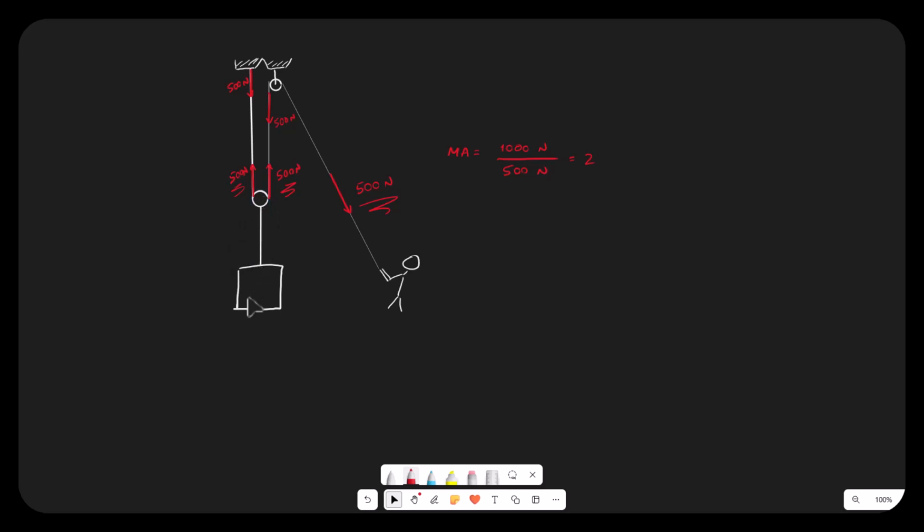If I want to move this box up by 1 meter, I'm going to end up having to pull this over by 2 meters. But that's okay. The actual amount of force that I need to be able to apply is smaller.